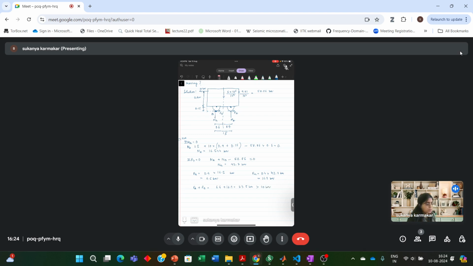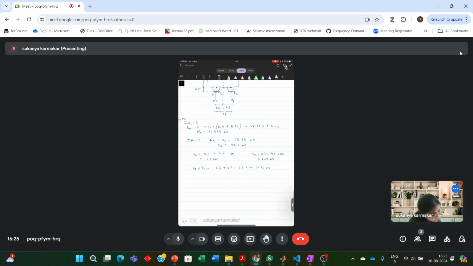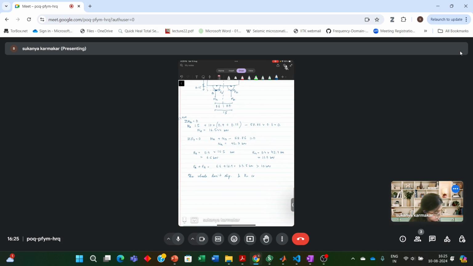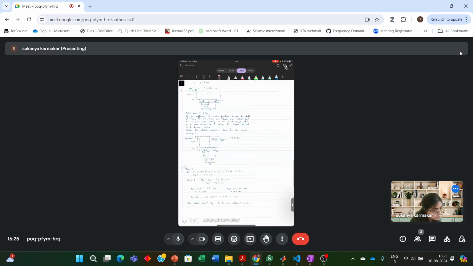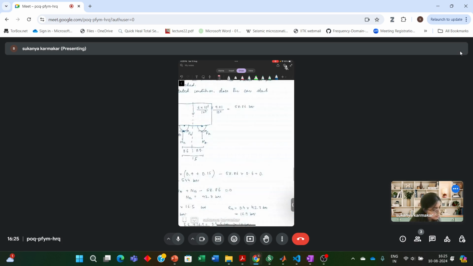So since the frictional resistance is more, the mine car does not start moving. The wheels do not slip and the mine car does not move. I hope this is clear. So let's move on to the next question.